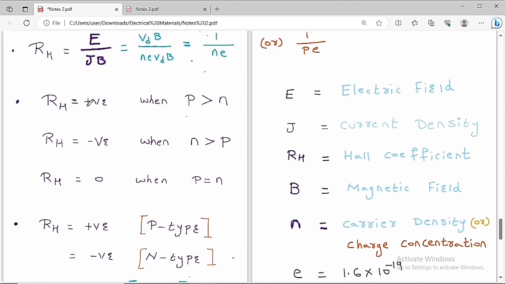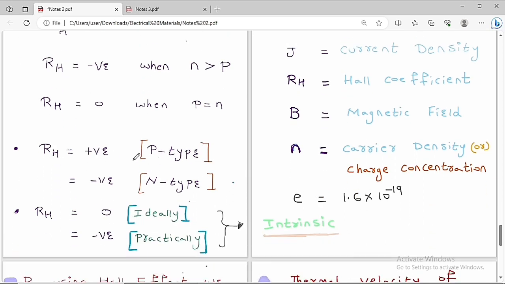So you can see clearly here, the RH value is positive when the number of holes is more than the number of electrons. This is possible only in the case of the P type semiconductor. The RH value is negative only when the number of electrons is more than the number of holes. This is possible only in the case of the N type semiconductor, because electrons are majority carriers and holes are minority carriers. And RH is equal to 0 when the number of holes equals the number of electrons, which is possible only in the intrinsic semiconductor. Okay. So RH is positive for P type, negative for N type, and 0 for intrinsic.